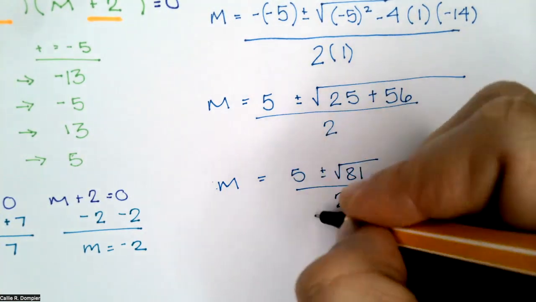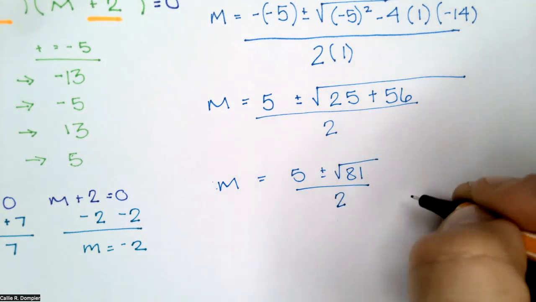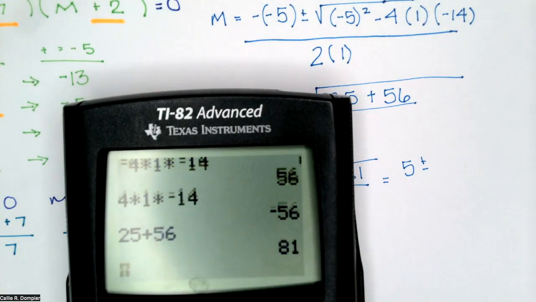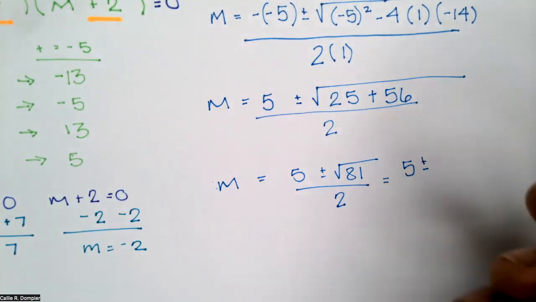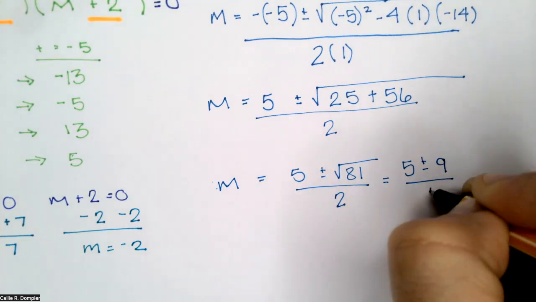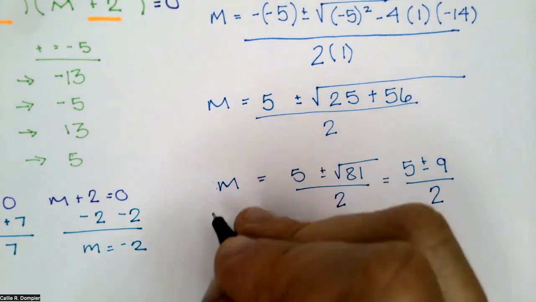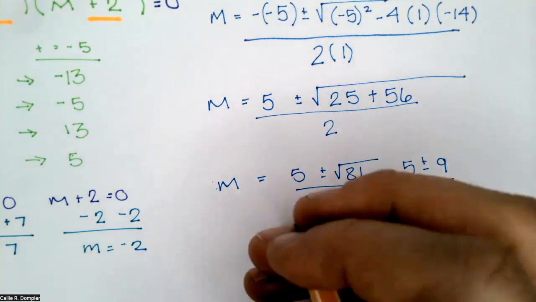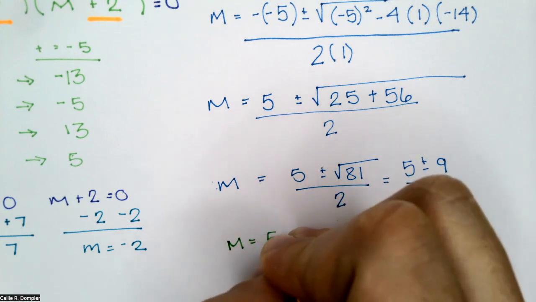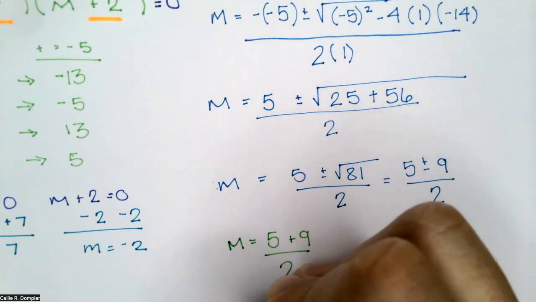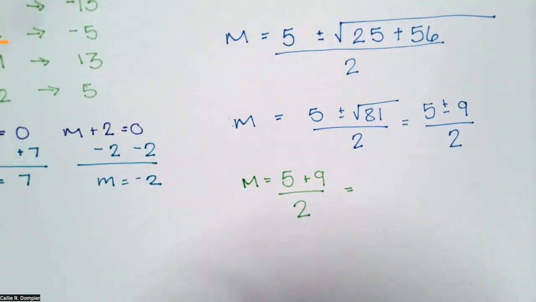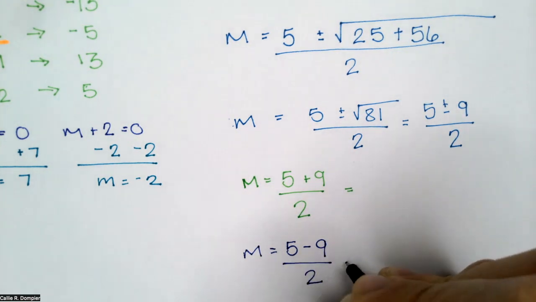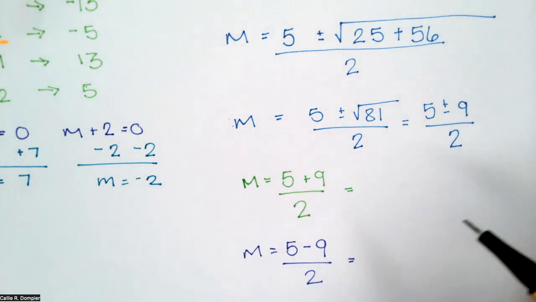Good. This you can't simplify, this you can't simplify, but the radical you can simplify. So that becomes 5 plus or minus the square root of 81, which is 9, over 2. Now we break it into two different equations, one for the plus 9, one for the minus 9. So now it is m is 5 plus 9 over 2, and m is 5 minus 9 over 2 for the plus and the minus.